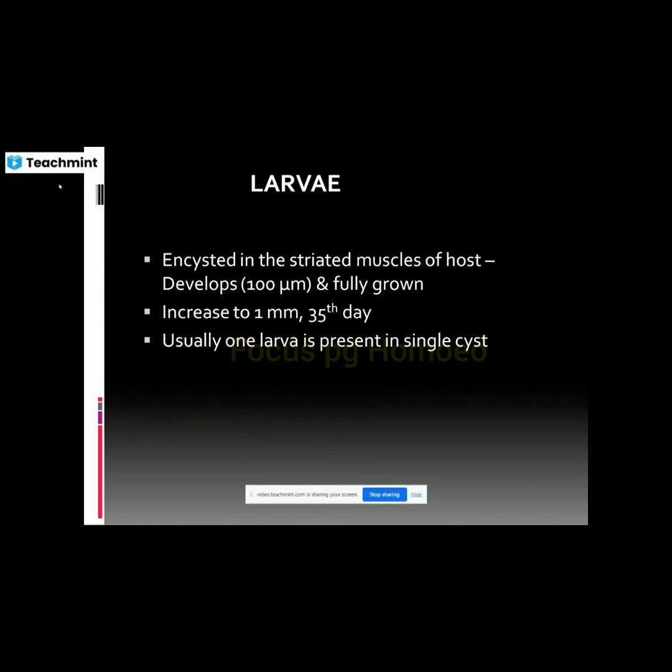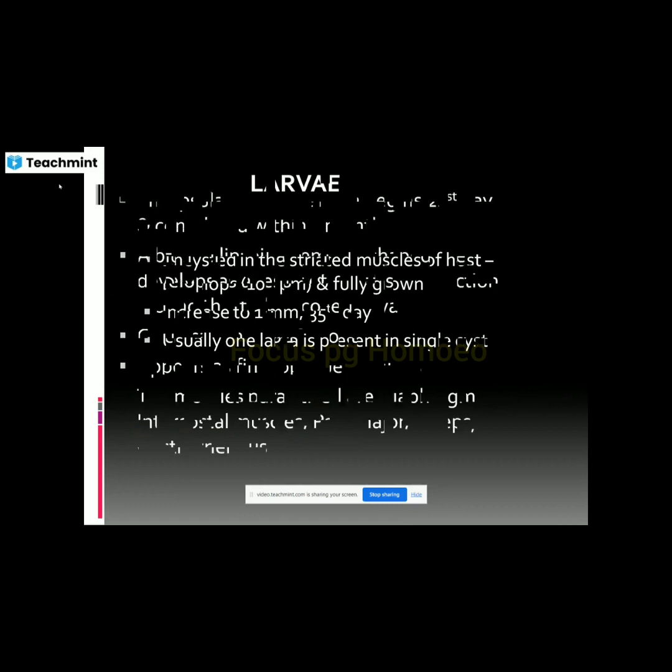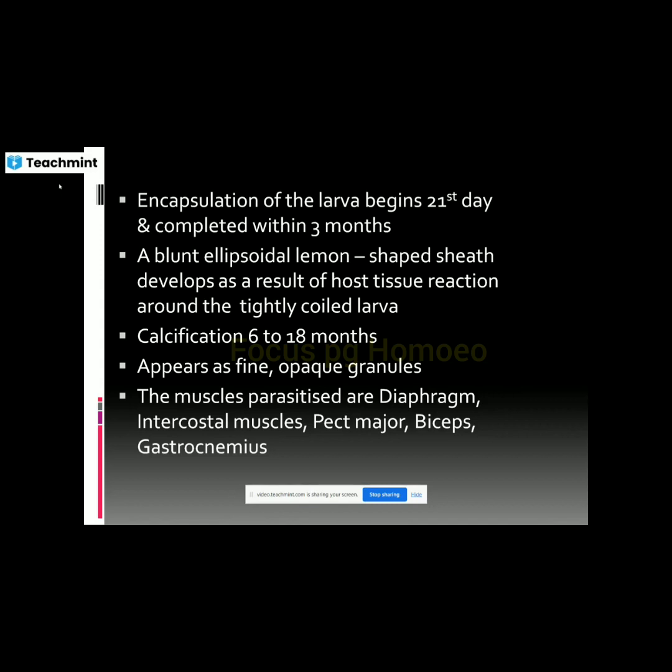The larva is encysted in the striated muscles of the host and it will develop to 100 μ and is fully grown. By day 35, it will increase to 1 mm. Usually one larva is present in a single cyst. Encapsulation of the larvae will begin on the 21st day and will be completed within 3 months. A blunt ellipsoidal lemon-shaped sheath is developed as a result of host tissue reaction around the tightly coiled larvae. Calcification usually occurs in 6 to 18 months and appears as fine opaque granules. The muscles parasitized by Trichinella spiralis are the diaphragm, intercostal muscles, pectoralis major, biceps and gastrocnemius muscles.